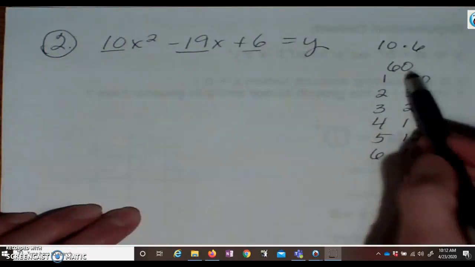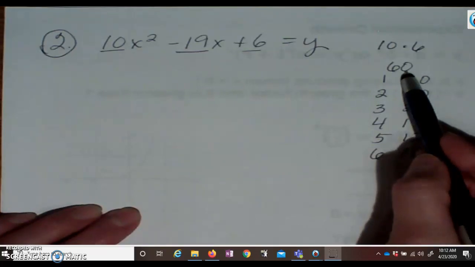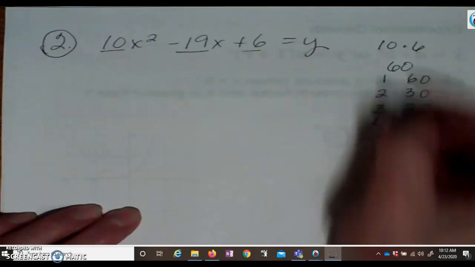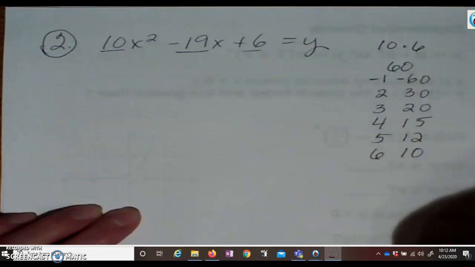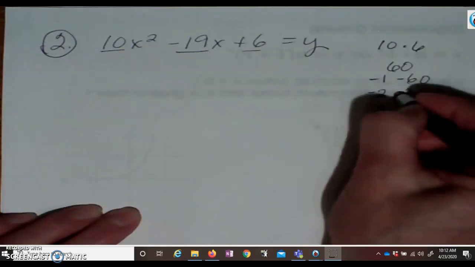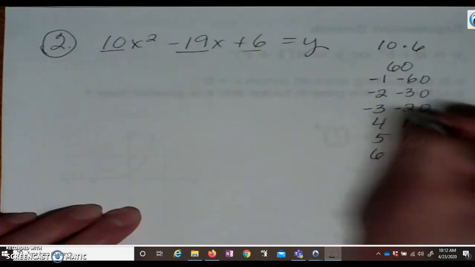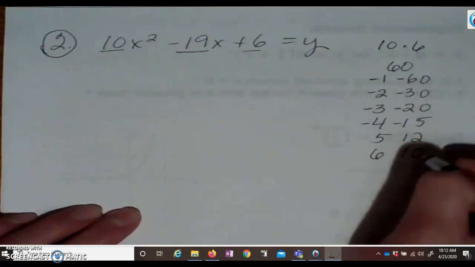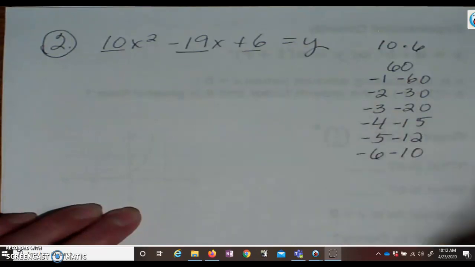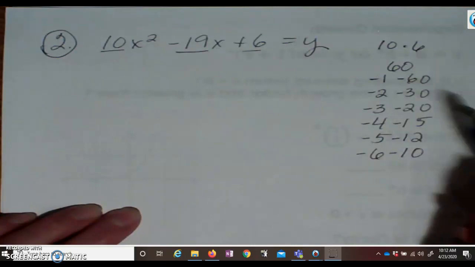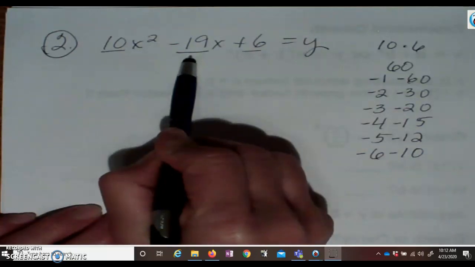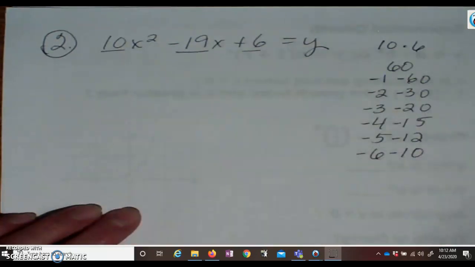But remember, 60 also has a whole other set of factors. And the factors are when a negative 1 times a negative 60, negative times a negative, also gives you a positive 60. So a negative 2 times a negative 30, negative 3 times a negative 20, negative 4 times negative 15, negative 5 times negative 12, and negative 6 times negative 10. All of those still give you factors of 60. So you have the positive factors and you have the negative factors. When we added them before, there's no way we would have gotten a negative. Now when we add them, all of our answers are going to be negative.